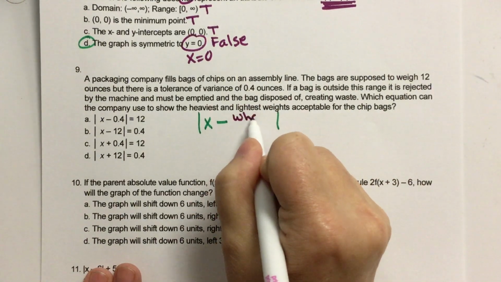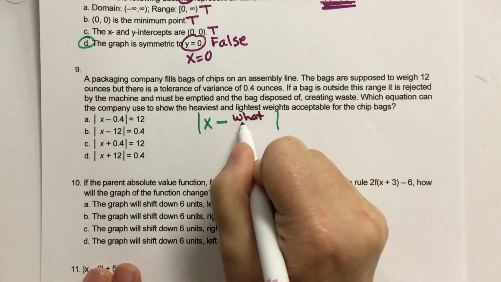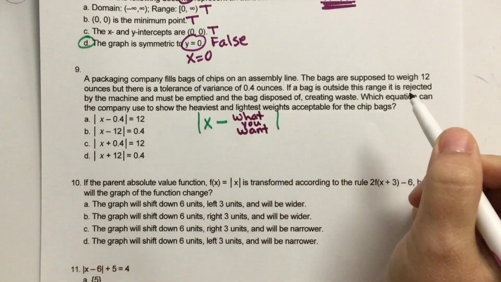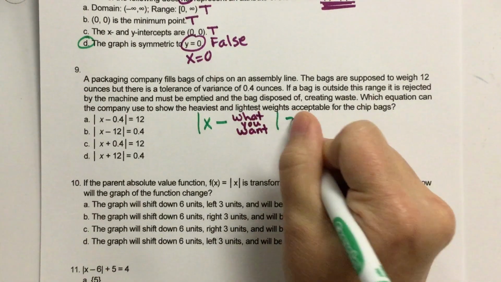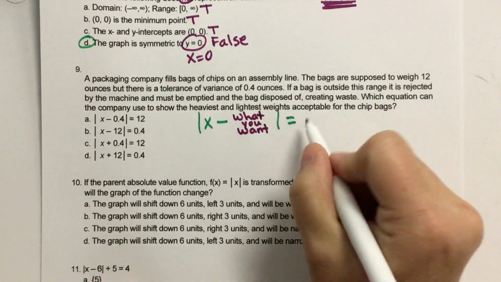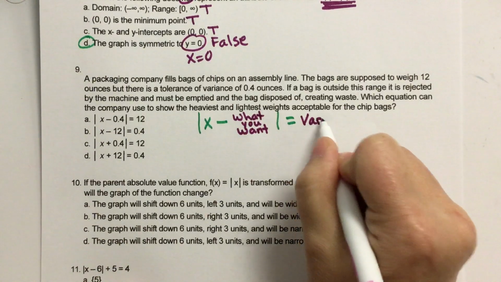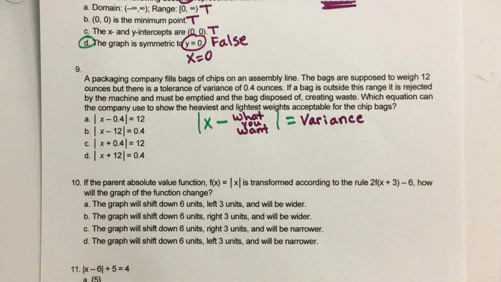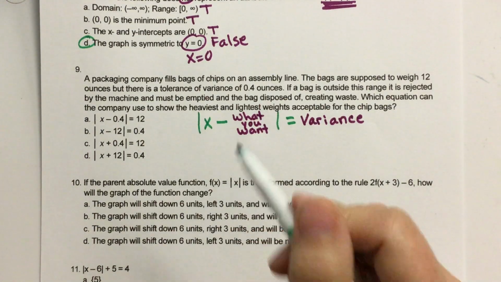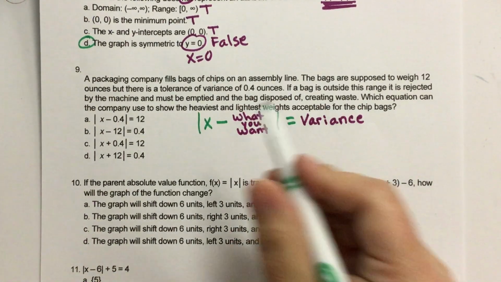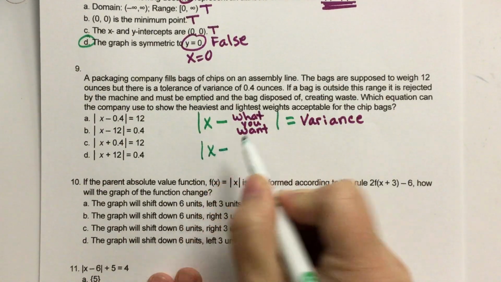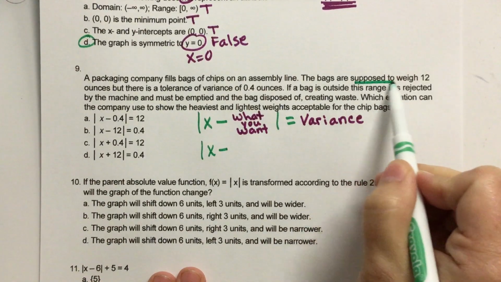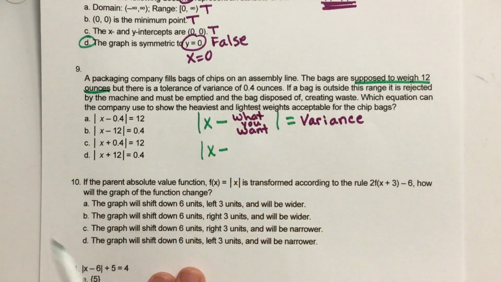what you want. And equal to the variance. So, following this pattern, it's going to be absolute value of x minus, what do I want this bag to weigh? Well, they're supposed to weigh 12 ounces. So that's what we want them to weigh.